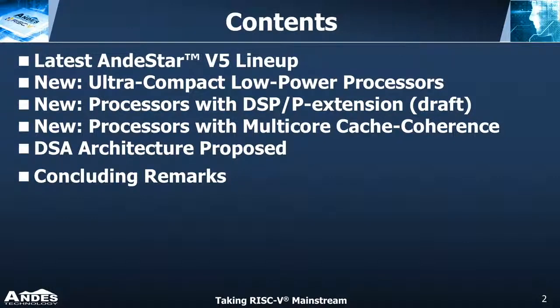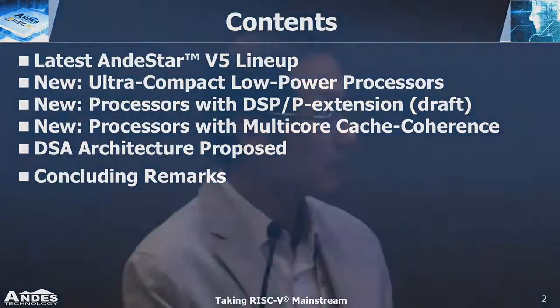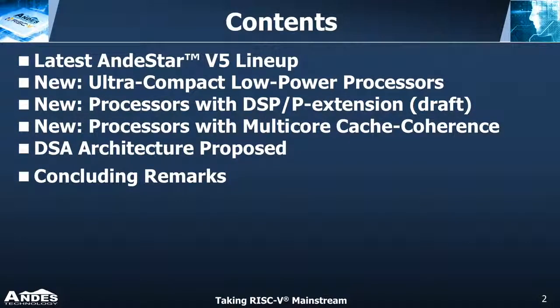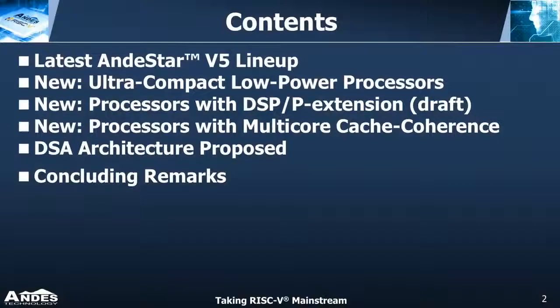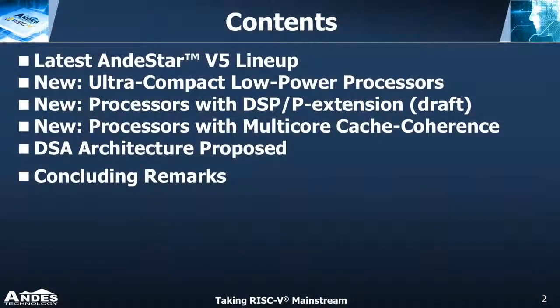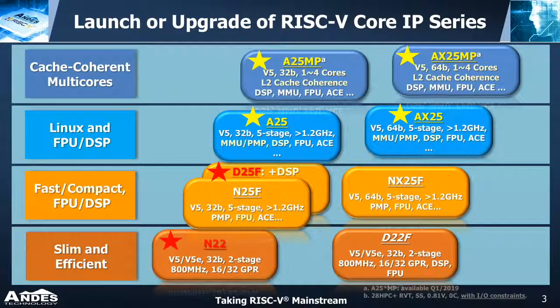Today I'm going to share information on six cores, from Cache-Coherent Multicores to Linux and DSP FPU-based cores, then fast compact cores with FPU DSP features, then a slim and efficient core, which is entry level. Andes has already moved almost all research and development resources to this area, so we built up a RISC-V product portfolio. We are focused mostly on embedded CPUs.